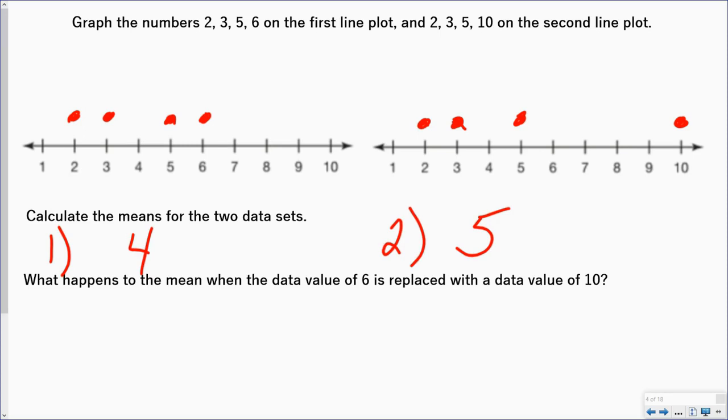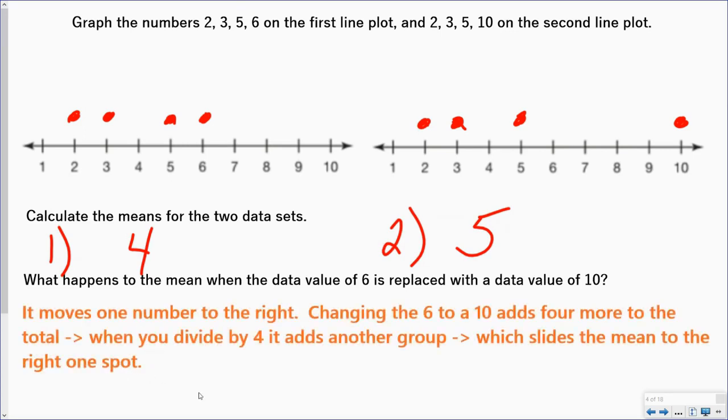And it says, what happens to the mean when the value of 6 is replaced with the value of 10? Well, it moves one number to the right. Changing the 6 to a 10 adds 4 more to the total. When you divide by 4, it adds another group, which slides the mean to the right one spot.